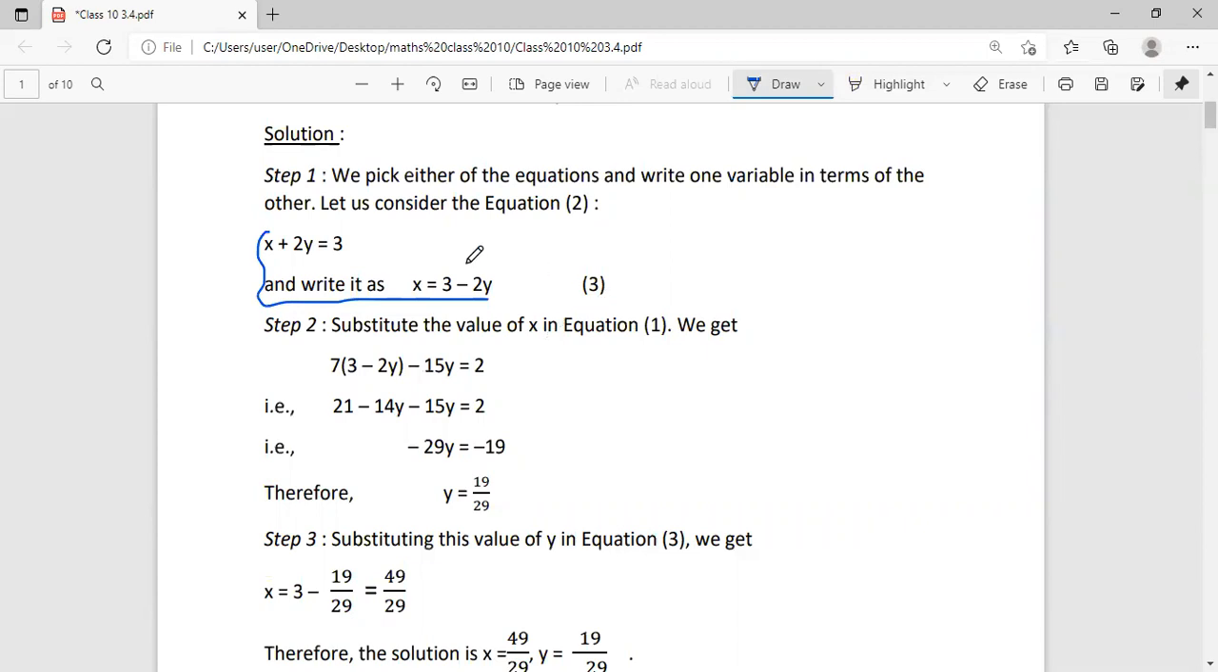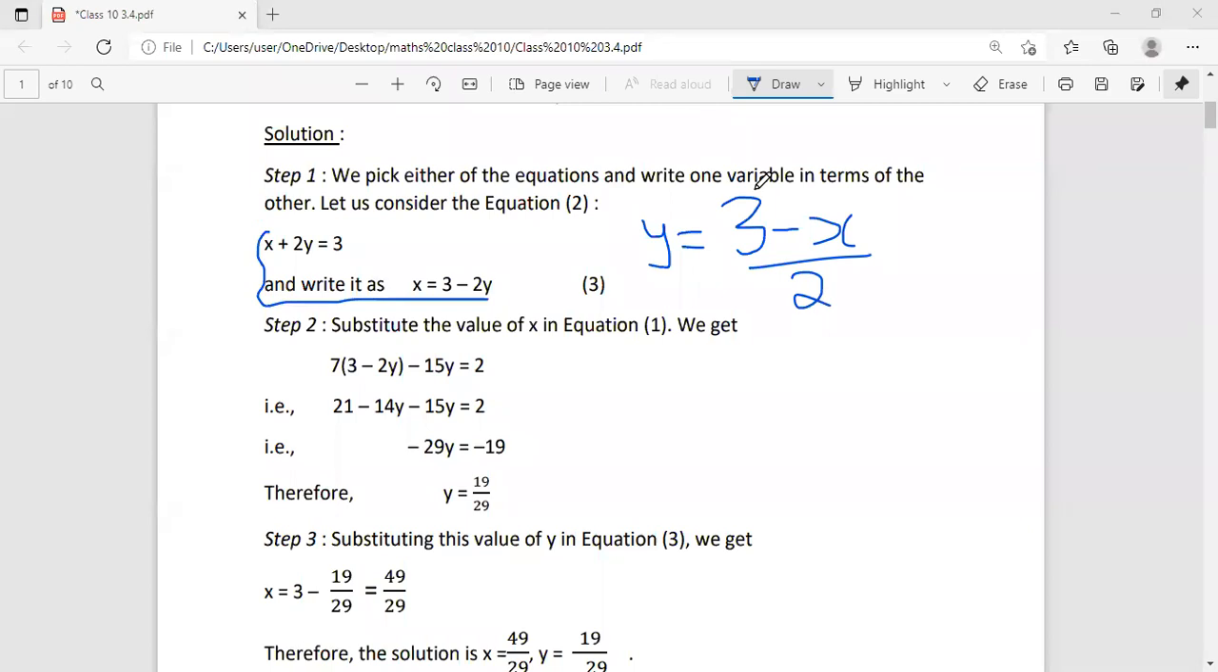See, in this question, if we had written it in terms of y, then what will be the answer? y is equal to what? y is equal to (3 minus x) by 2. Yes, sir, that will be the answer.